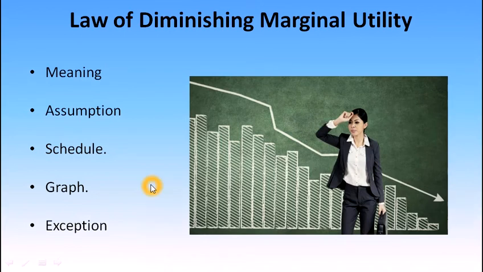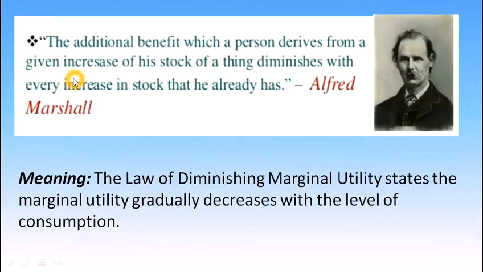So let us begin with the meaning. This law was basically given by Professor Alfred Marshall. According to Alfred Marshall, the additional benefit which a person derives from a given increase of his stock of a thing diminishes with every increase in the stock that he already has. So this means that as the person consumes more and more, the marginal utility keeps on falling.